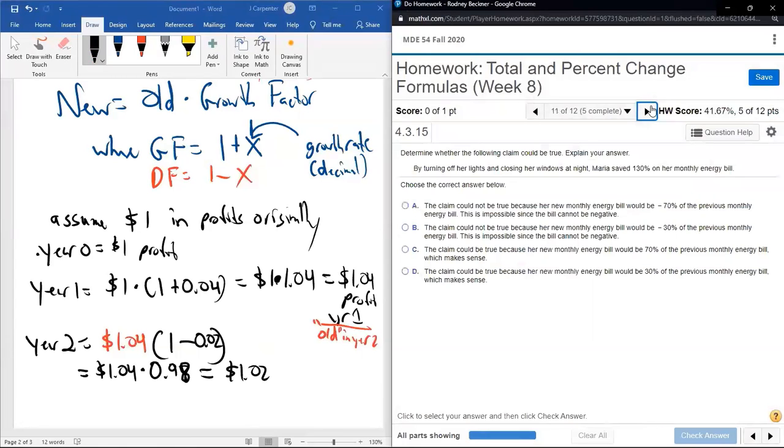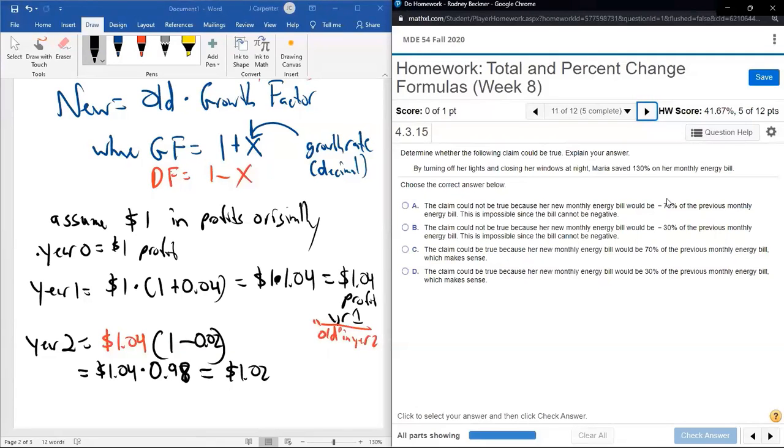All right. By turning off her lights and closing her windows at night, Maria saved 130% on her monthly energy bill. It's just true or false, does it make sense, and why? The claim could not be true, the claim could not be true, the claim could be true, the claim could be true. Okay, so we got 2 for not true, 2 for true.